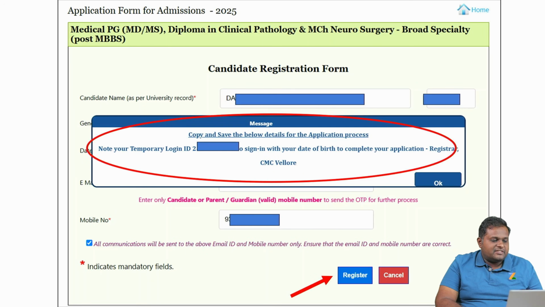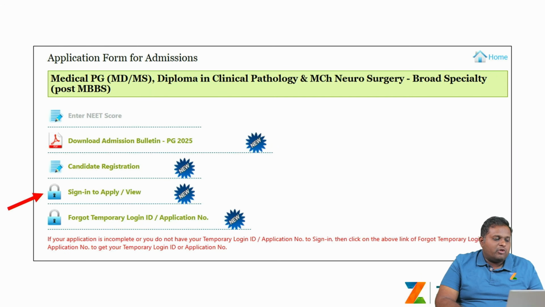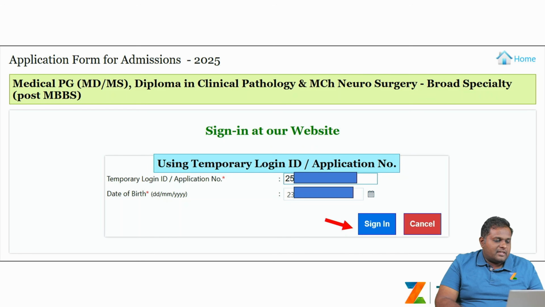Once you click register, a pop-up will appear. The pop-up will have a temporary login ID, and it says you have to note down your temporary ID and your date of birth. This will be the login for your upcoming registration form. Click OK. You will be directed to the sign in and apply view. Enter your login ID and your date of birth and click sign in.